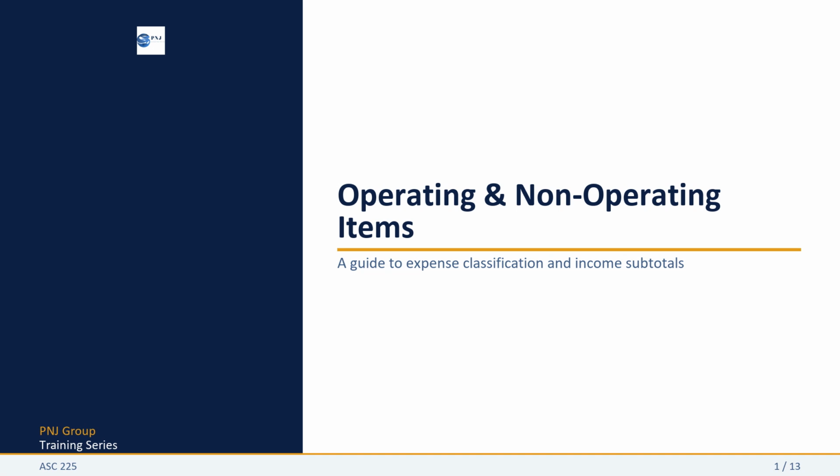Welcome to Section 3 of the PNJ Group Income Statement Training Series. Today, we explore operating expenses, how they are classified, and the non-operating items that sit below the operating income line.